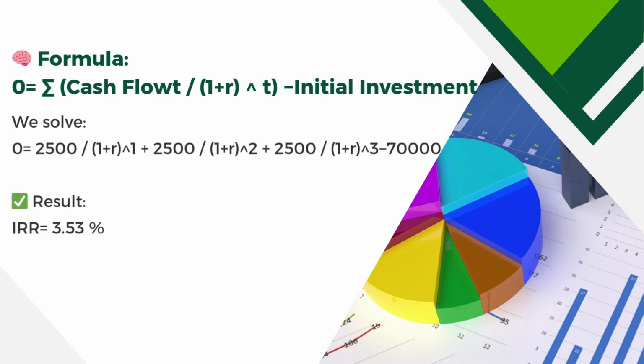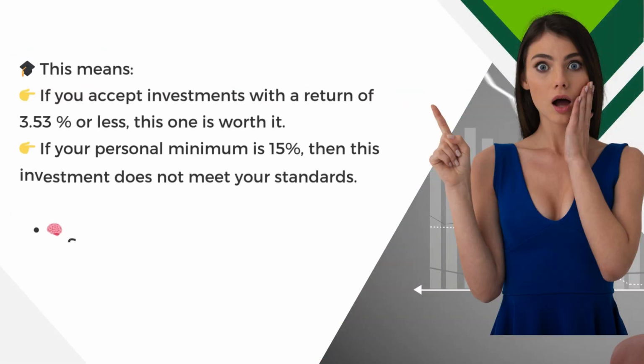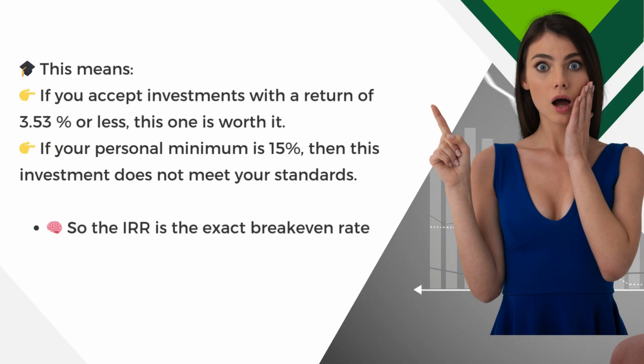Result: IRR equals 3.53%. This means if you accept investments with a return of 3.53% or less, this one is worth it. If your personal minimum is 15%, then this investment does not meet your standards. So the IRR is the exact break-even rate. It tells you you'll make exactly 3.53% on this project. Take it or leave it.